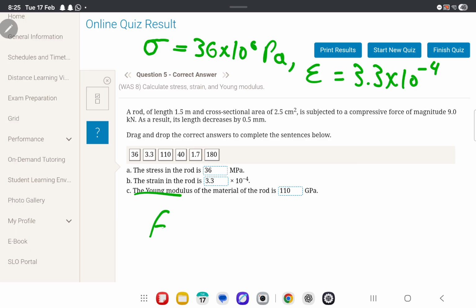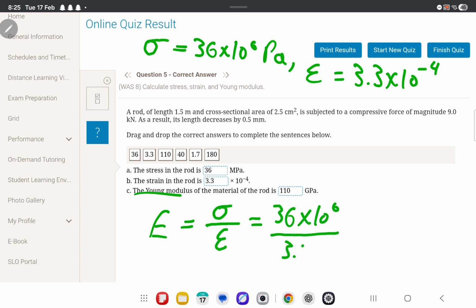Now, the Young modulus, we refer to it as E, is the ratio of the stress, or sigma, over the strain, which is epsilon. So we're just going to do that. 36 times 10 to the power of 6 over 3.3 times 10 to the power of minus 4. What do you get? Let's just use 3.3 times 10 to the power of minus 4, that's what they gave me. You get 1.09 times 10 to the power of 11. 1.090, okay, it's fine.